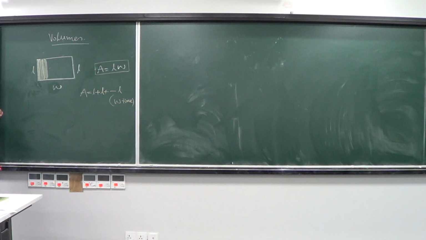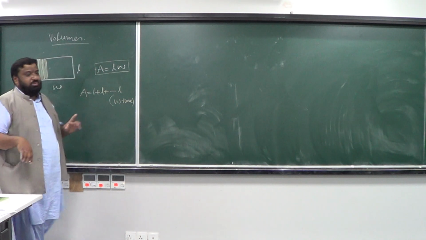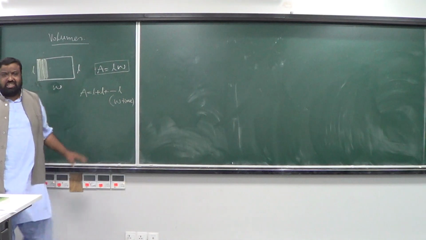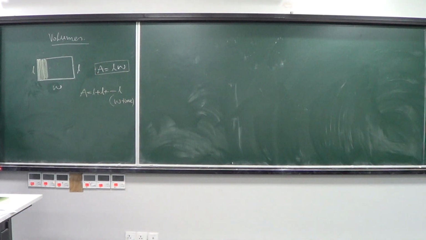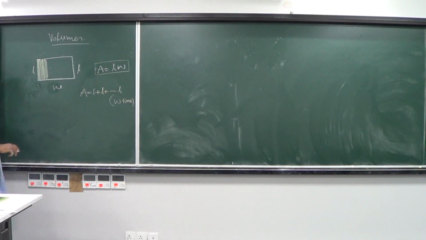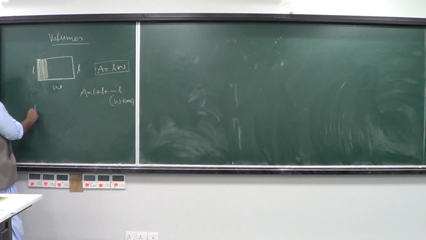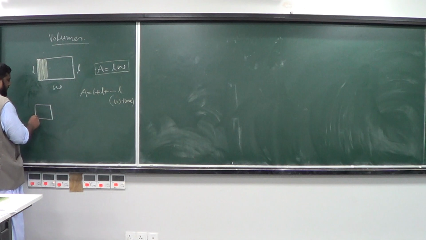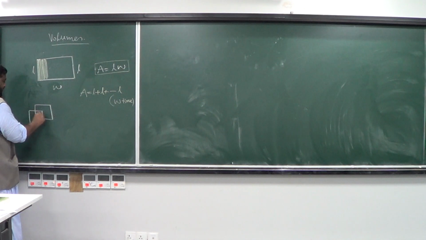I know that in this argument there is a cheating, but I'm not focusing on that cheating, just giving you an intuition. Now let's move on, instead of taking a rectangle, let's take a cuboid, or maybe a cube. Okay, so let's take a cube.